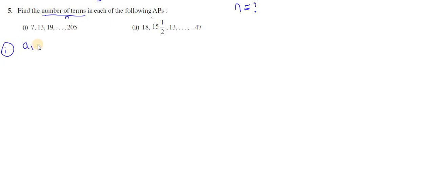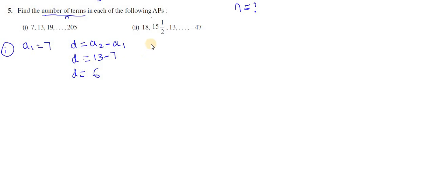So here a1 or a is equal to 7, and we need to find d, which is equal to a2 minus a1. Okay, what is a2? a2 is 13. 13 minus 7. So what is 13 minus 7? 13 minus 7 is nothing but 6.